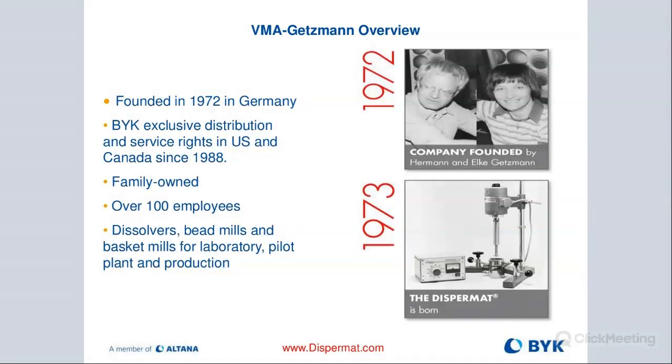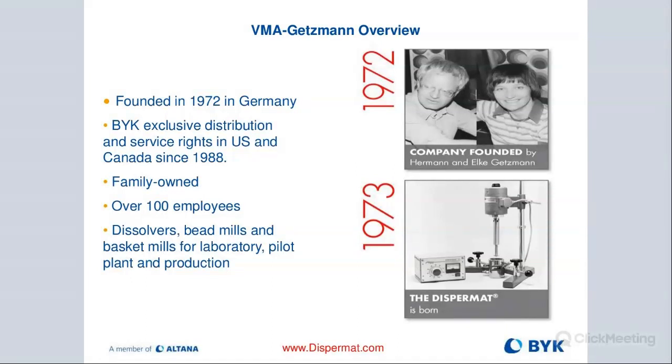The very first Dispermat down below here was designed or manufactured in 1973. Believe it or not, there are still some customers that are still using the original Dispermats. The motors are direct drive, they're brushless, there are no belts, so they are really low maintenance and will last a lifetime. And also very, very quiet because of the design.